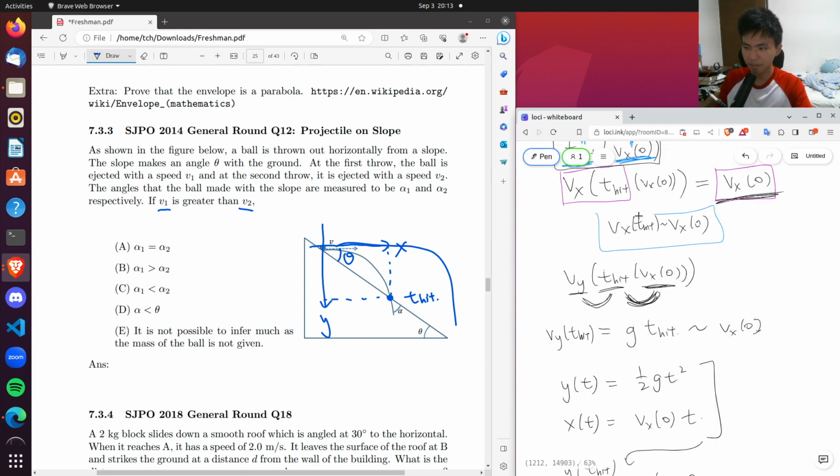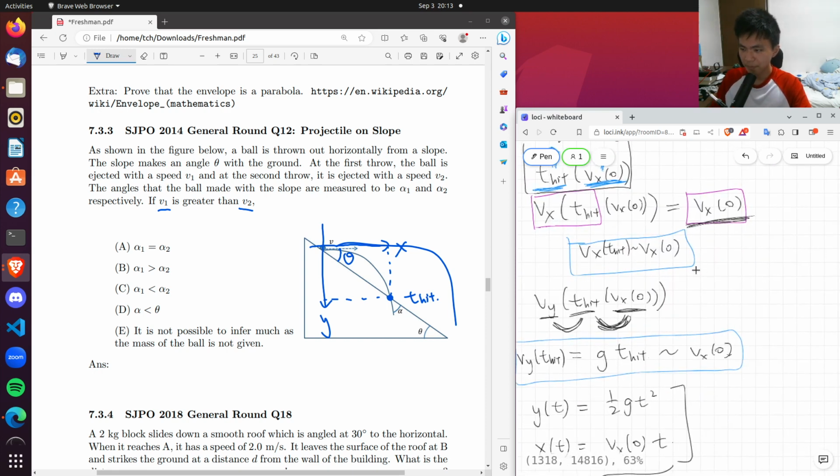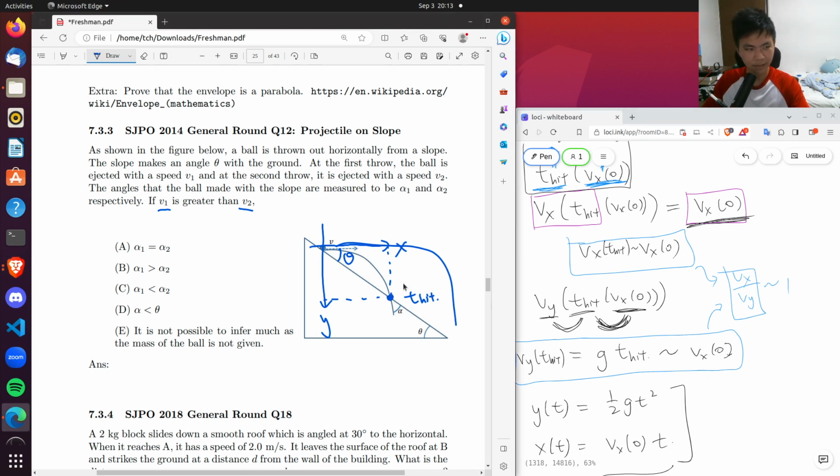So vx of t hat is proportional to vx naught, and vy of t hat is proportional to vx naught. So because both of them are linear, when you take the ratio, it'd be constant. In other words, these two imply that vx over vy is proportional to 1, it's constant. And hence, the ratio of vx over vy at the time when it hits the slope is constant with respect to vx naught, the horizontal velocity.